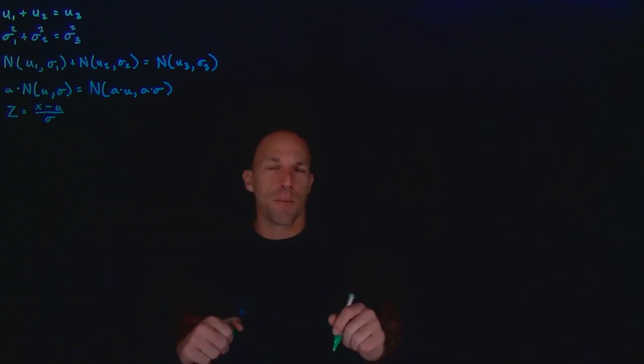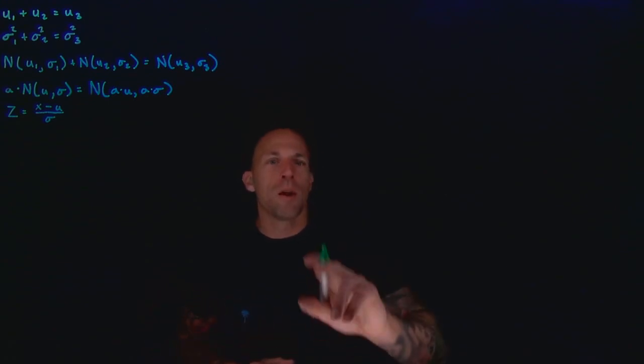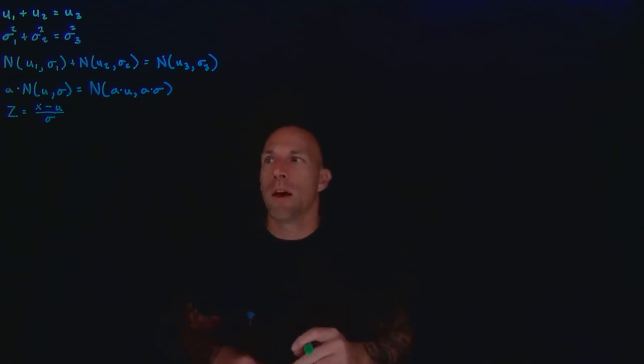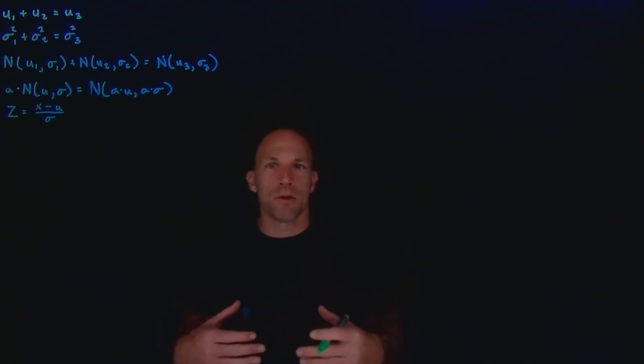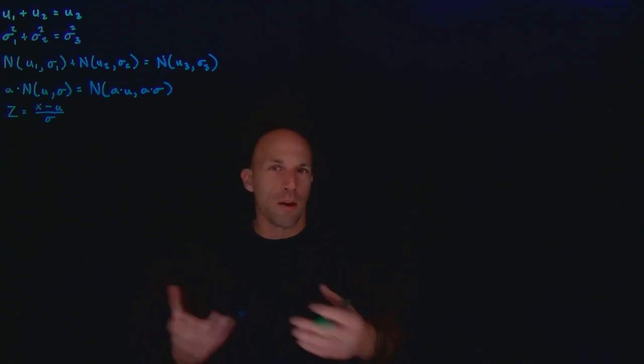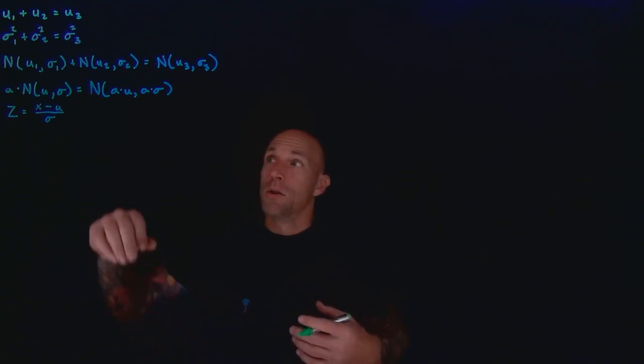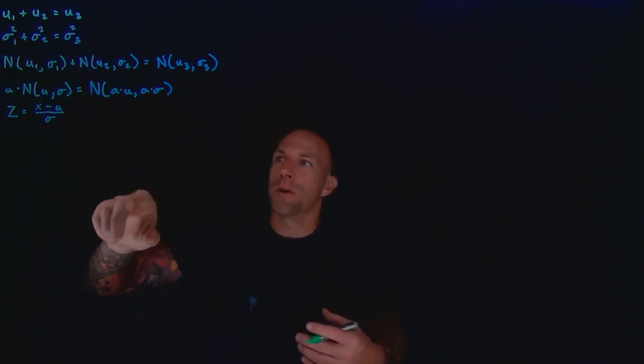All right, let's learn something about normal random variables. This is problem number 17, and it is quite a bit more challenging, or at least more unfamiliar than anything that's come so far. So we've got some properties here.